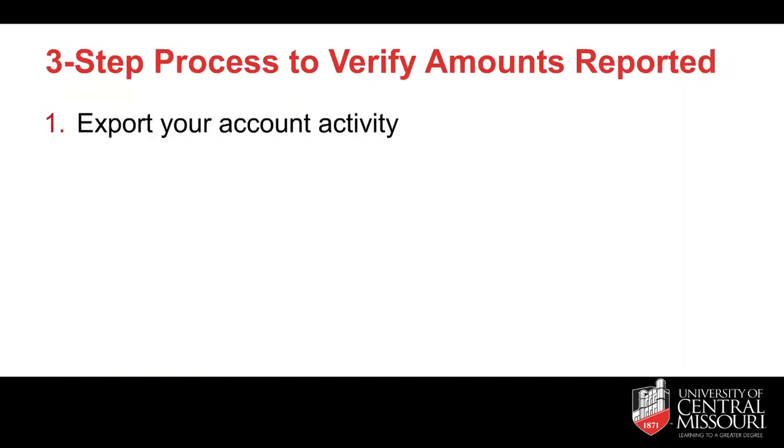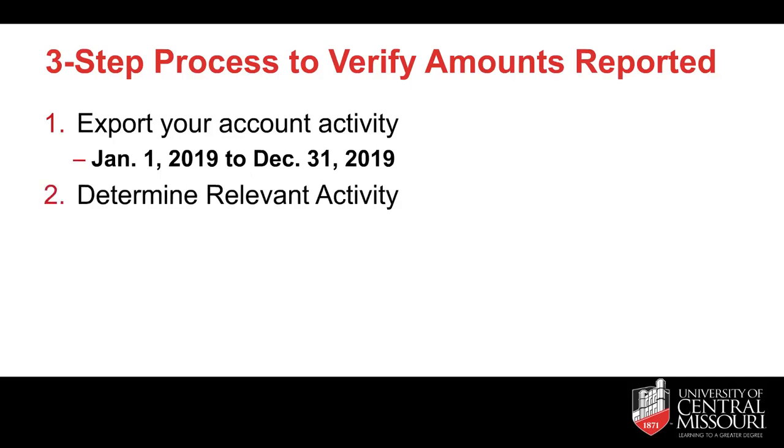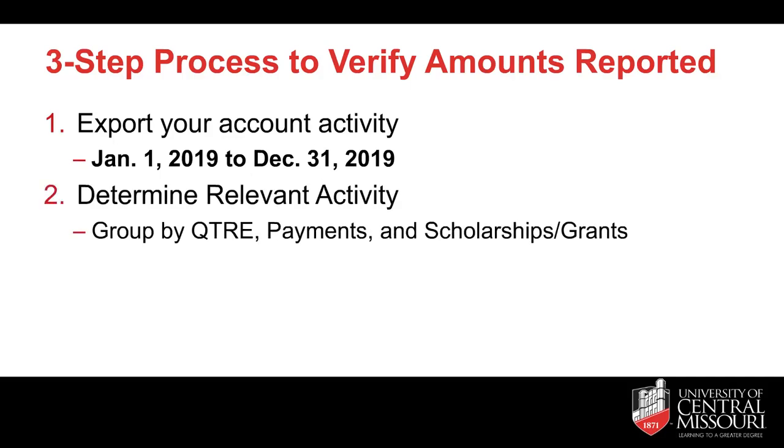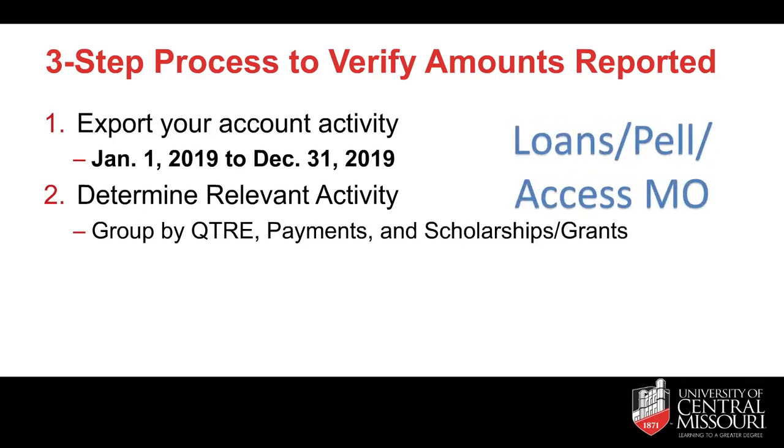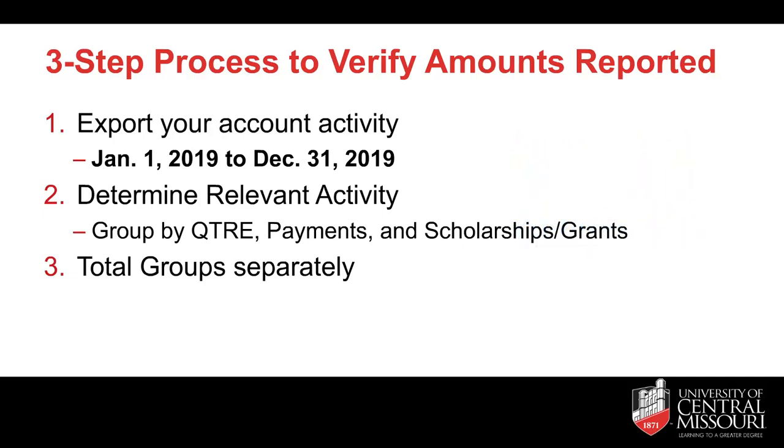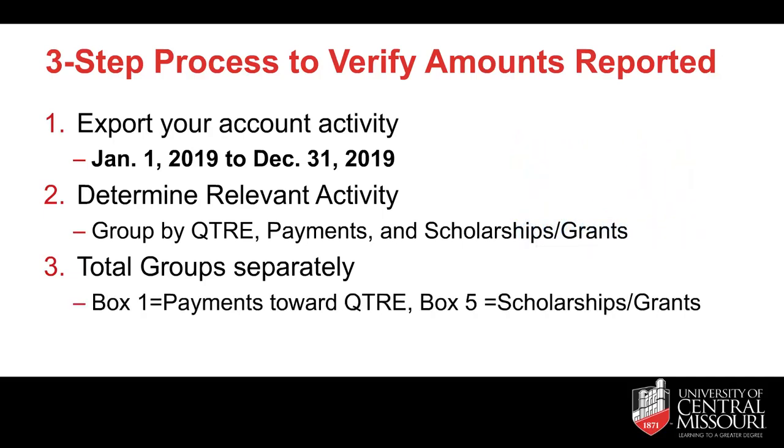Our first step will be to export your account activity for the current tax year dates. Our next step will be to focus only on account activity that is considered to be a QTRE charge, a personal payment, or scholarships and grants. Please note that scholarships as well as federal and state aid are considered payments. Our last step will be to total the groups separately and compare our numbers to the 1098T form.